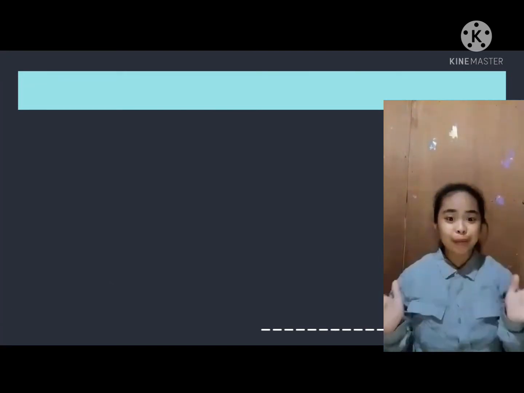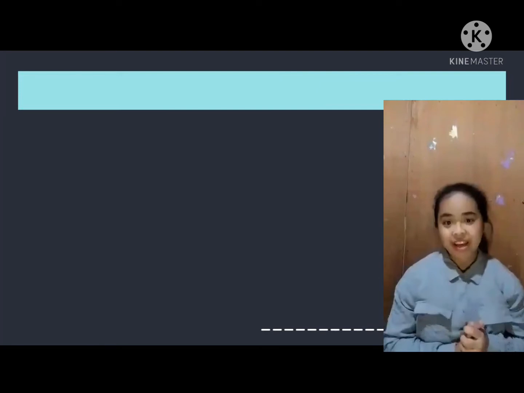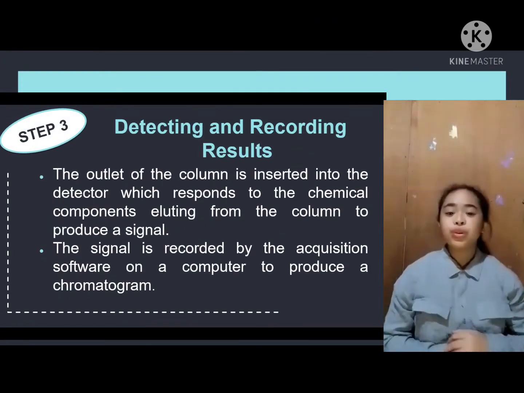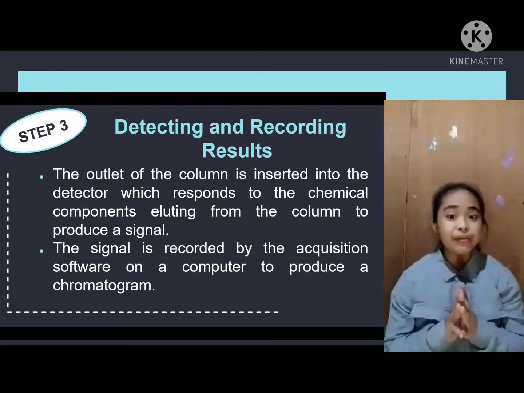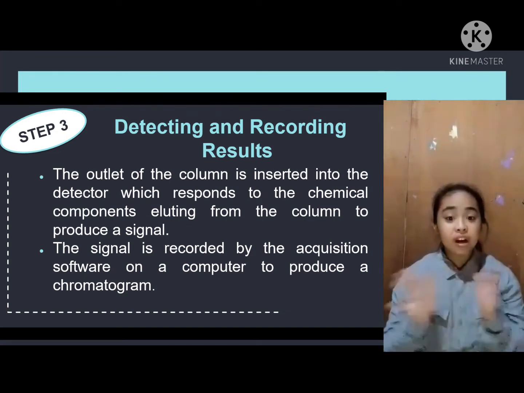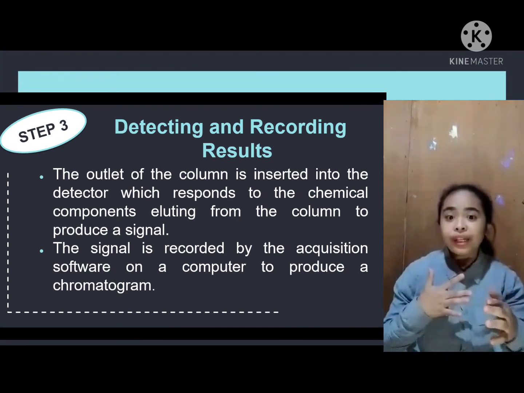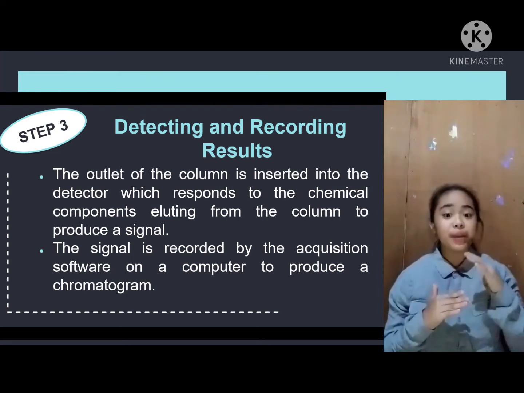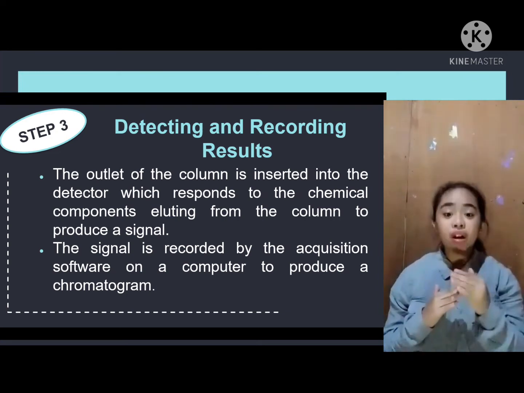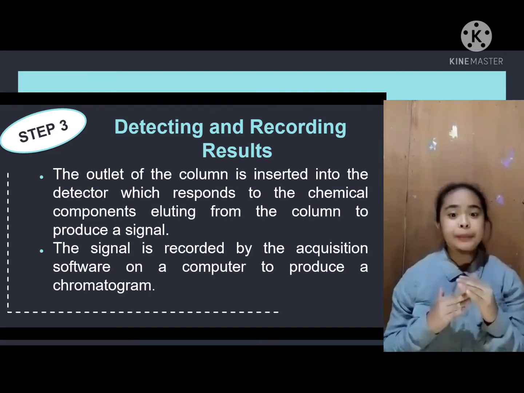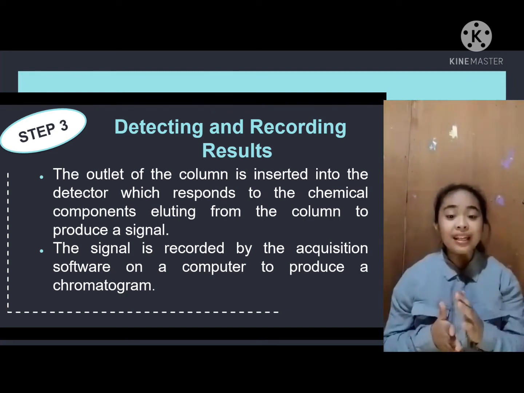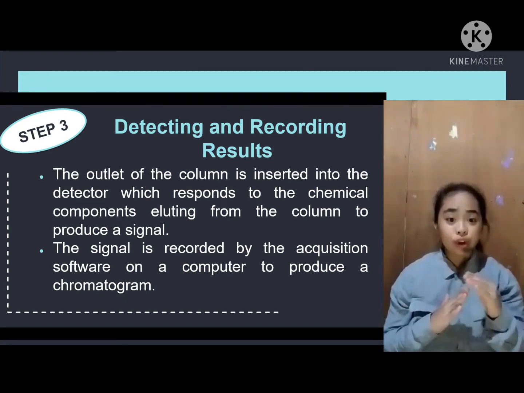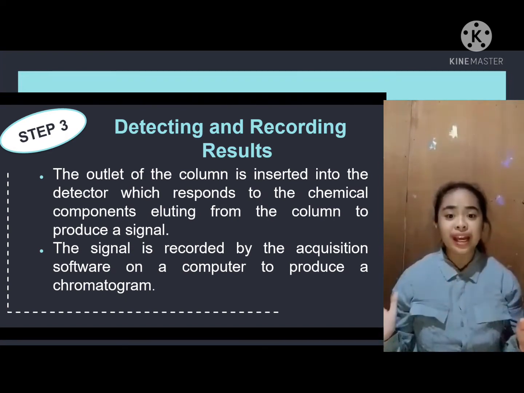Moving on to step 3, the last process, the detecting and the recording of results. So once the separated gases elute from the column, the outlet of the column is inserted into the detector, which responds to the chemical components eluting from the column to produce a signal. Then, the signal is recorded by the acquisition software or on a computer to produce a chromatogram.